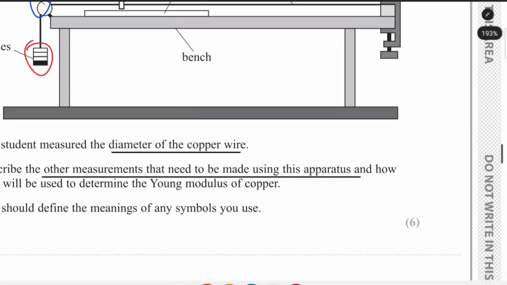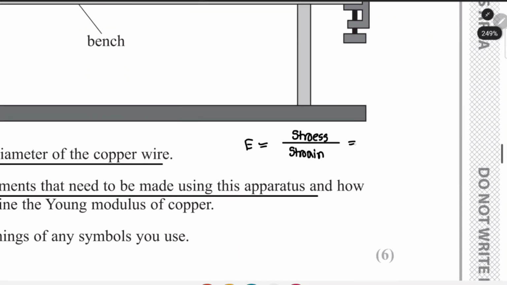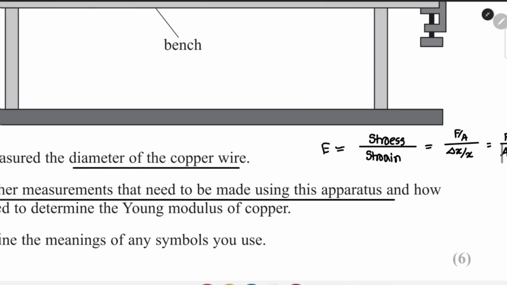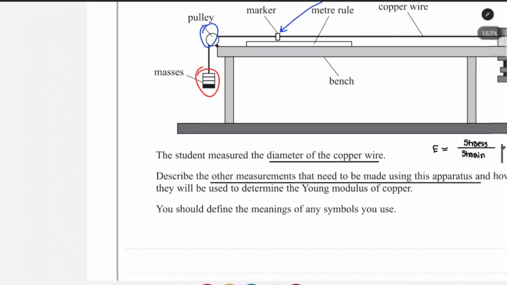Now Young's modulus is given by stress divided by strain. Stress is force per unit area. Strain is extension over original length. So this expression turns out to be F times x divided by A times the extension. A is the cross-sectional area, force is the force applied, so basically the weight of the masses.